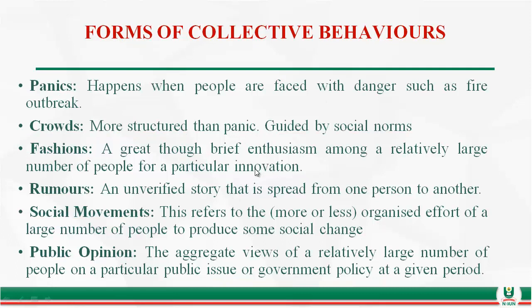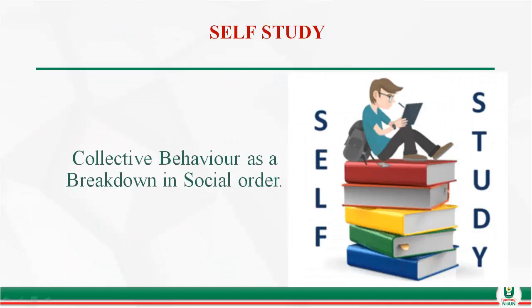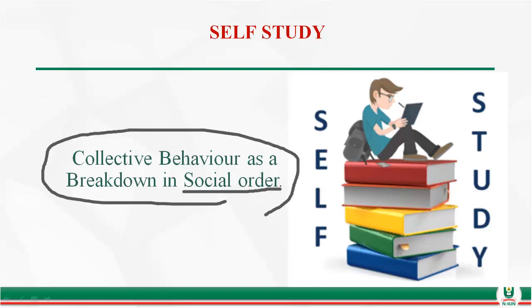Now, there is one aspect that you have to take as your self-study. You have to look into collective behavior as a breakdown in social order. When does collective behavior begin to violate the norms of the society? When does collective behavior become outlawed in such a way that it breaks down law and order, and becomes a problem to social order? Please read about this, study about it on your own.